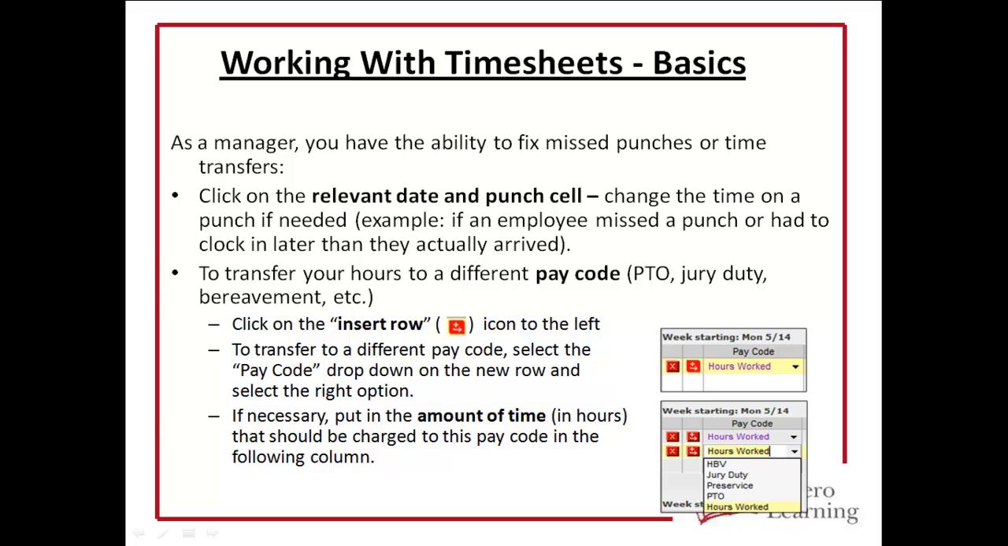As a manager, you have the ability to fix missed or incorrect punches or transfer time where necessary. In order to do this, you'll need to click on the relevant date and punch cell, and if you need to change the time, you can do that there. For example, if an employee missed a punch or had to clock in later than they actually arrived. You can also add a comment on those punches that you've changed for record-keeping purposes. We'll go over how to add comments in a moment.